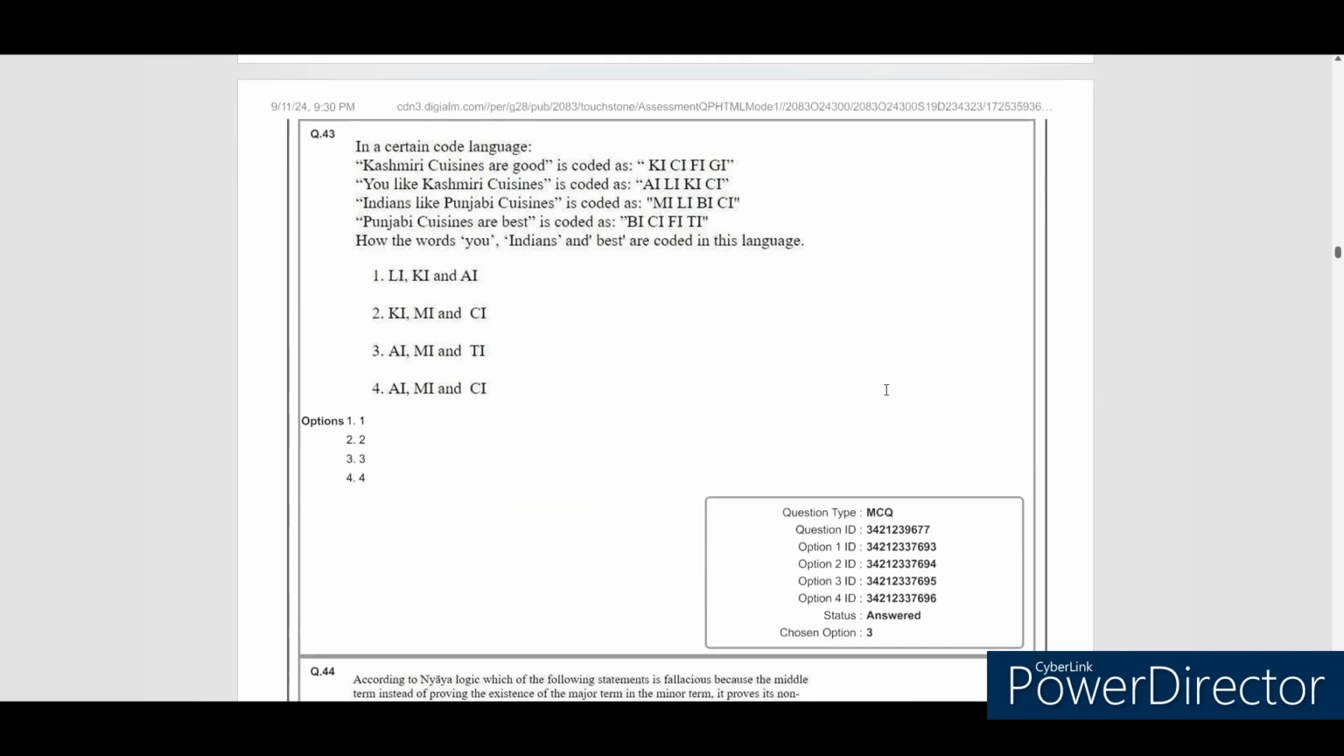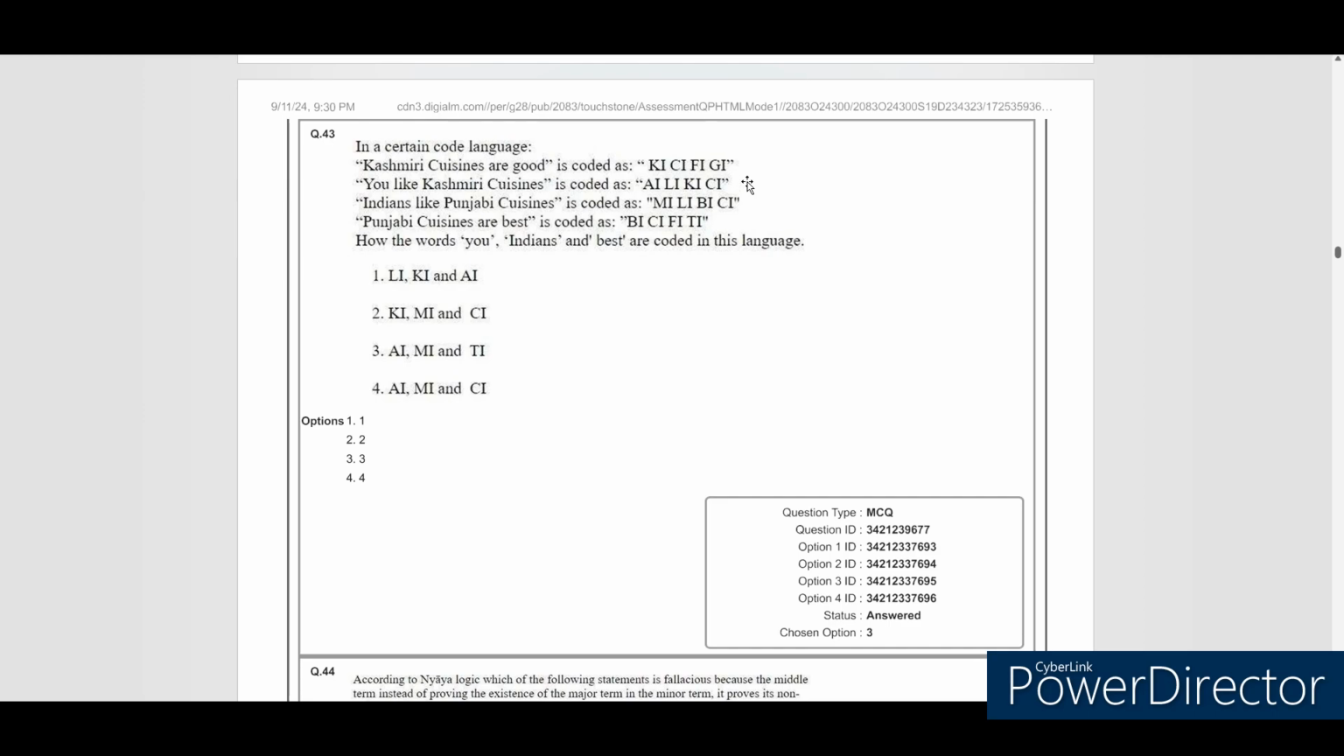Question number 43 is very easy, and I'll tell you a shortcut for this. Okay. They have given Kashmiri cuisines are good is coded as KICIFNGI, right? You like Kashmiri cuisines is coded as AILIKNCI. So one simple technique to solve these questions without solving the entire puzzle is first see what is Kashmiri and cuisine. To know the code of Kashmiri and cuisine, you need to look at the first two statements. When you look at the codes of the first two statements, it is KICIFINGI, AILIKI and CI.